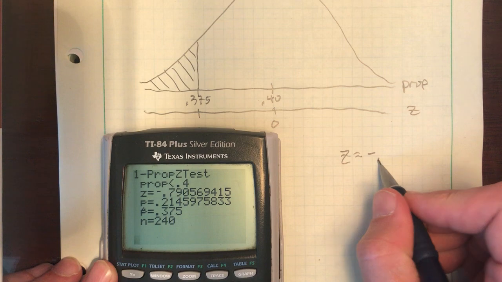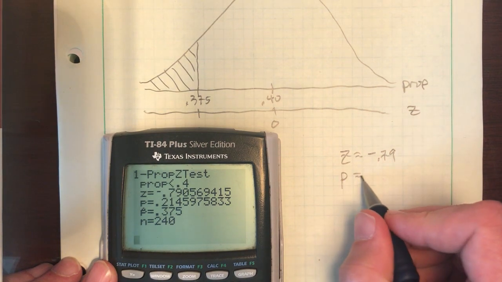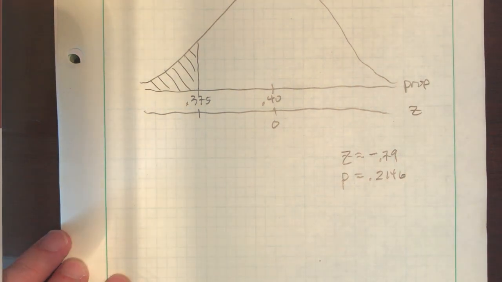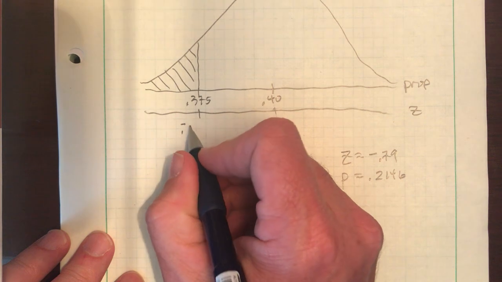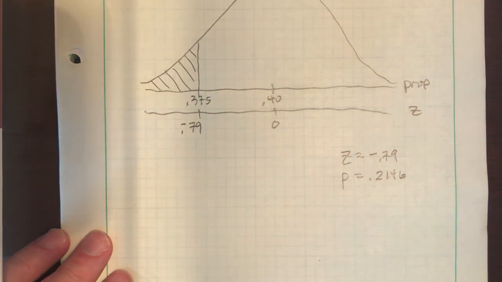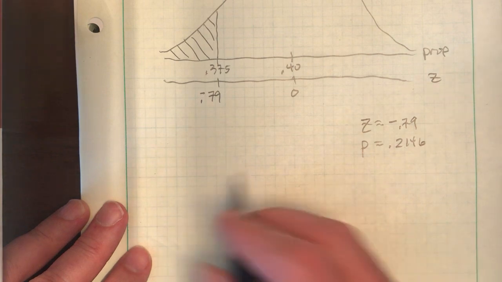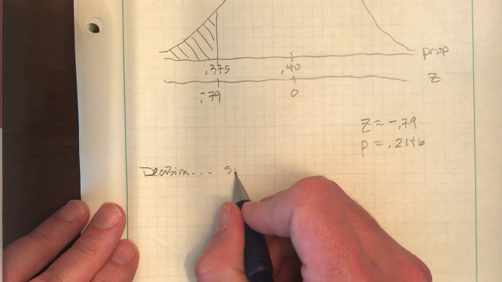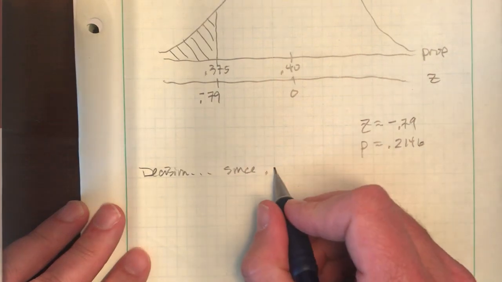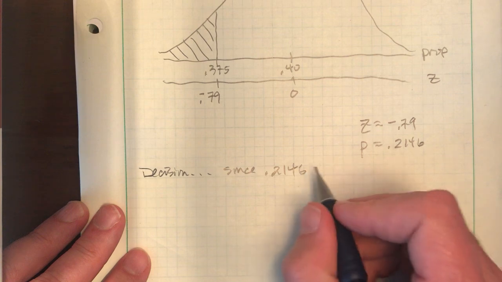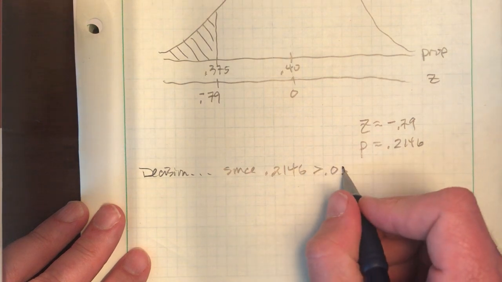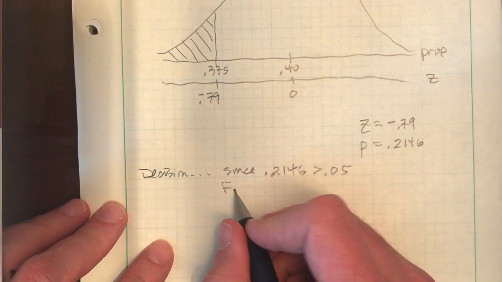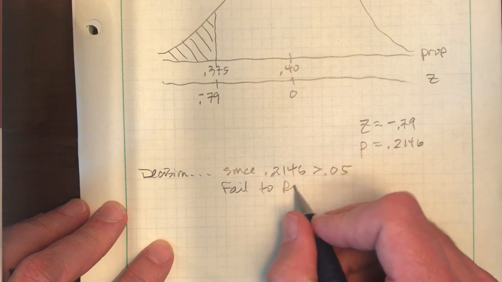And here we go. My z-score, negative 0.79, my p-value, 0.2146. Putting it all together, here's my finished sketch, negative 0.79. What's my decision? Since my p-value of 0.2146 is greater than 0.05, that means we have a large area, we have a large p-value. That tells me to fail to reject the null.